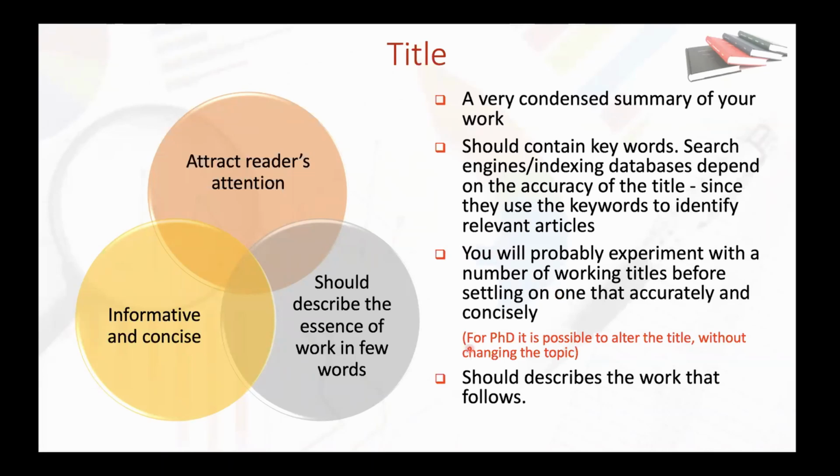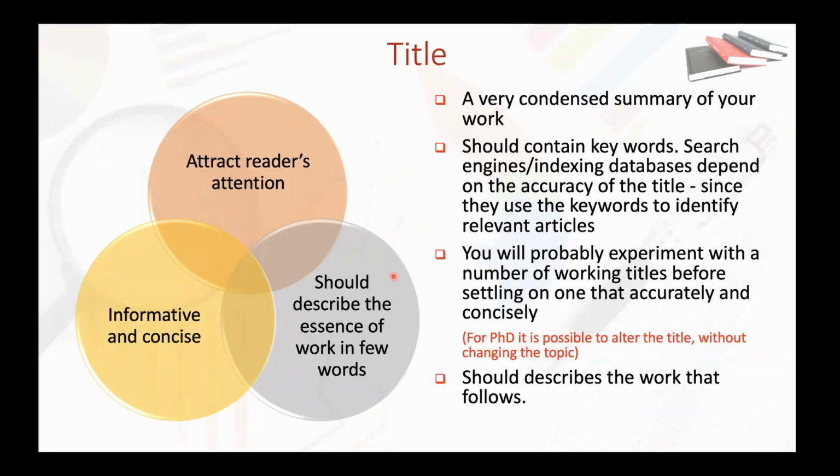So one, it should attract the reader's attention. That doesn't mean it should be flowery words, but the content should be there, and it should be informative and concise. This is the second rule, and the third rule is that it should describe the essence of the work in few words. So these are the three quality criteria for a title. One, it should attract the reader's attention. Second, it should be informative and concise.